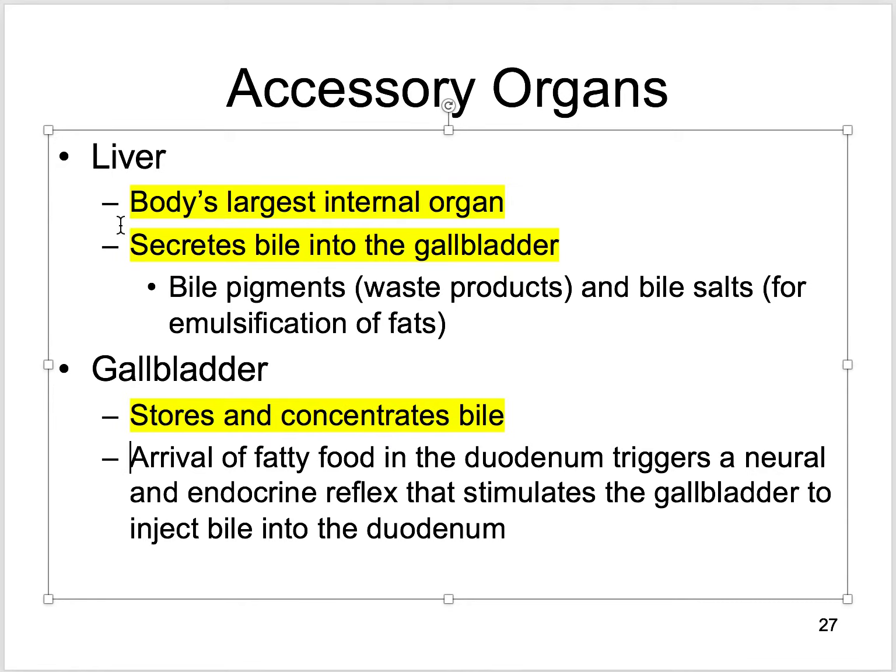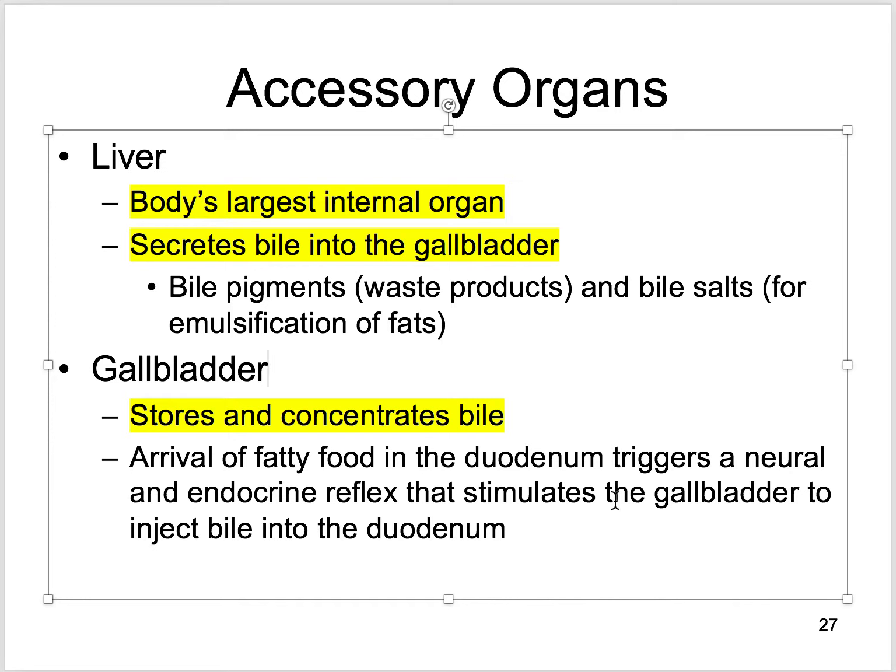And the moment that your body eats fatty food, it can recognize that it ate fatty food. So if I have a burger and some french fries, my body can tell that I had a burger and french fries because it knows what fat looks like at the cellular level. And when it recognizes fatty food, it triggers a reflex, both a neural reflex and an endocrine reflex mediated by cholecystokinin, in order to get the gallbladder to squeeze.